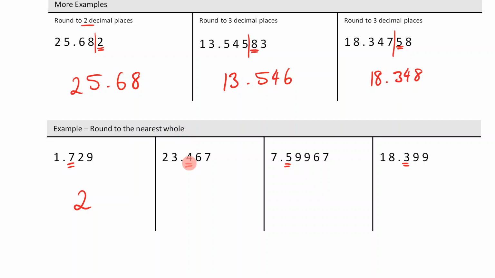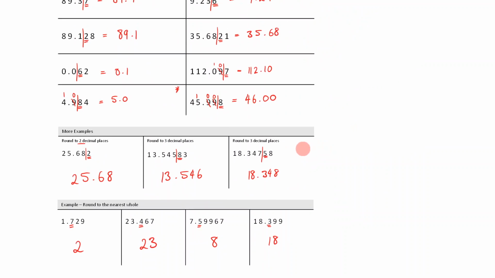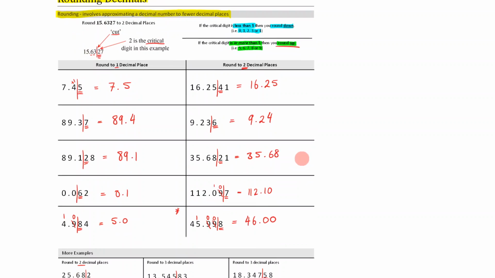I come over here. This one is less than 5, so I round down to 23. This one is 5 itself, and when it's 5, you round up. So it means it's going to push this 7 to an 8. And then this one, this is less than 5, so I round down. So 18 just stays as 18. And that's rounding, everyone. So we have done a whole bunch of rounding here. Hopefully it all makes sense.